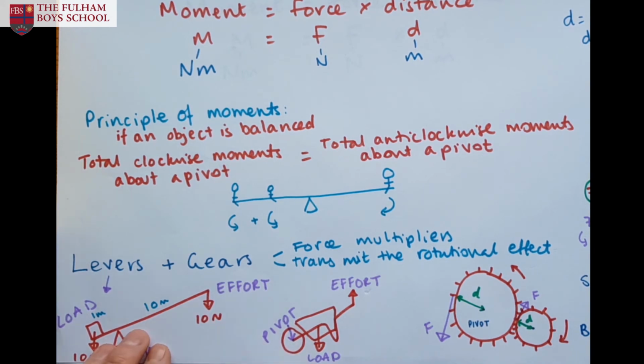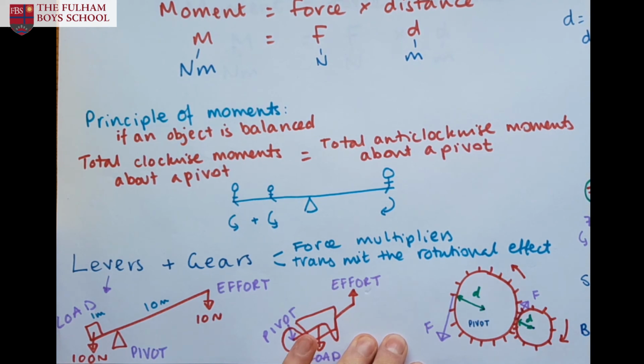They're not always quite like this. Sometimes you can have the pivot before the load and the effort, such as in a wheelbarrow, but again, the effort is still further away from the pivot than the load, so you get that force multiplier effect where you put in a smaller effort to be able to lift a bigger load.